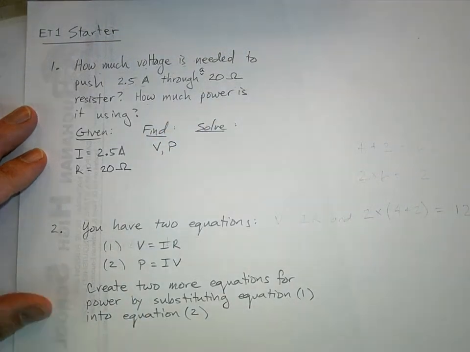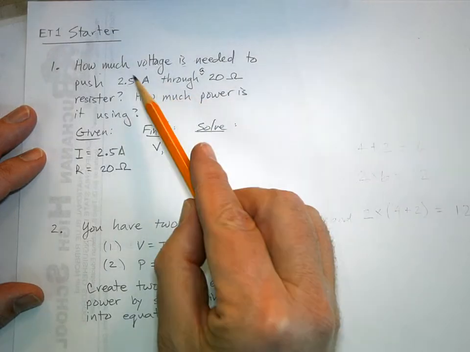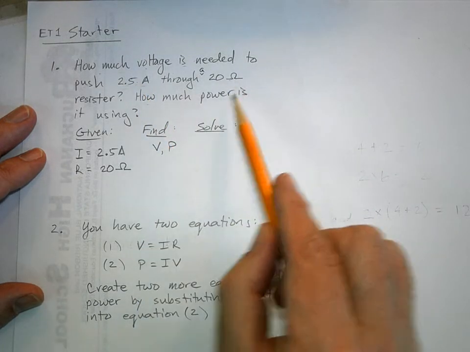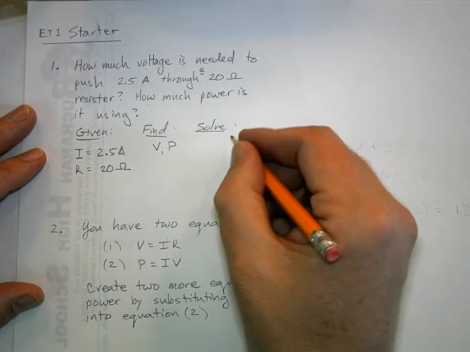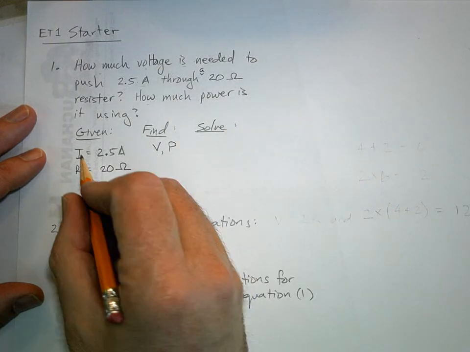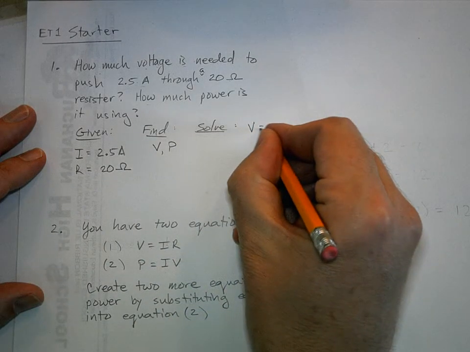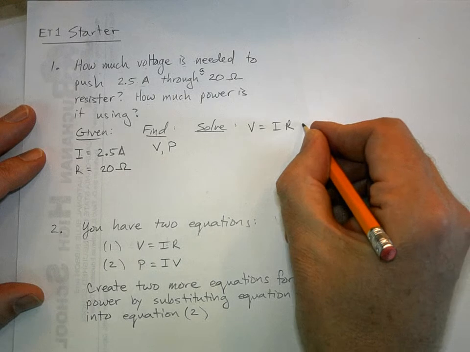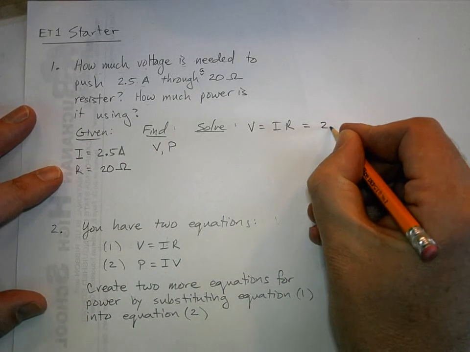One of the things is you really have to know your variables. I didn't tell you that for voltage, the current is I, resistance is R, and power is P. You have to know that. So solve. Well, we're given current and resistance, so we know that voltage is equal to current times resistance. That's Ohm's law. So I just need to plug in my values.